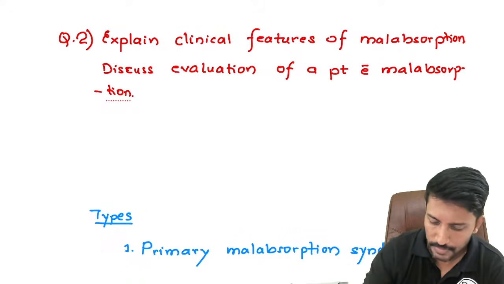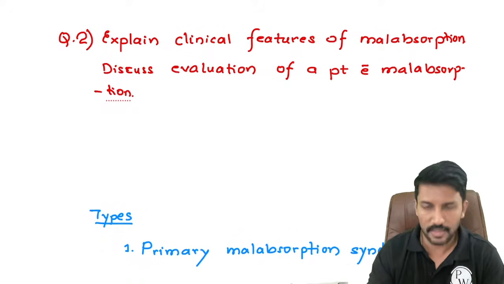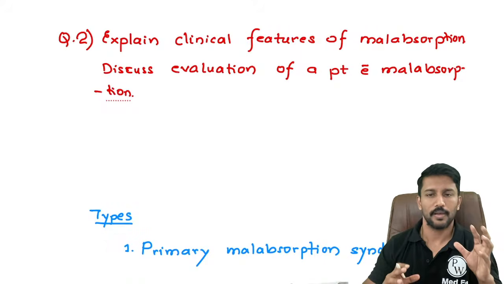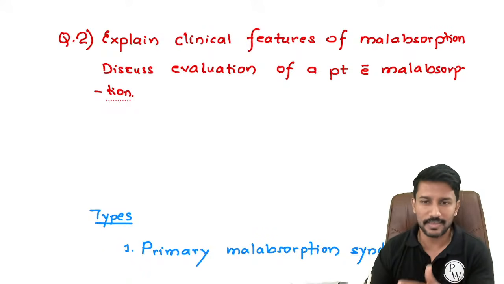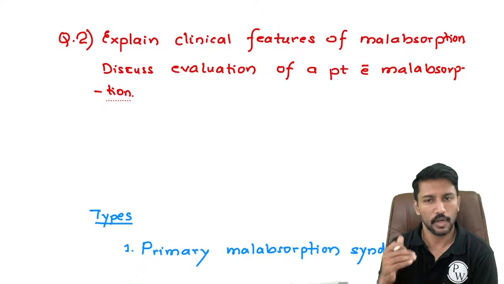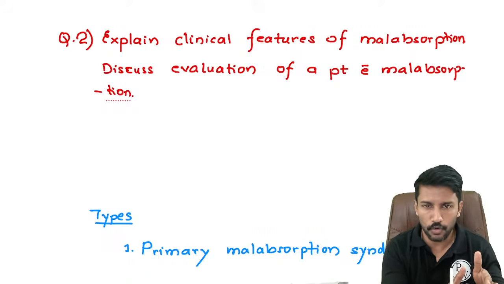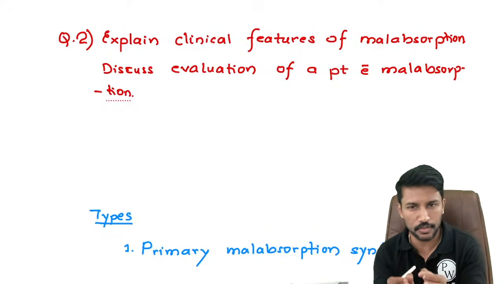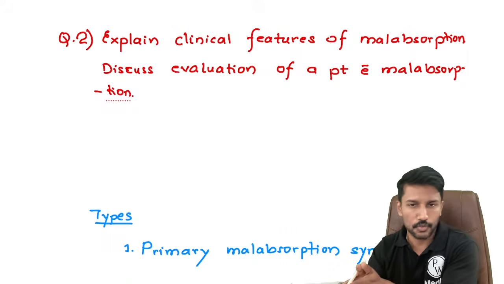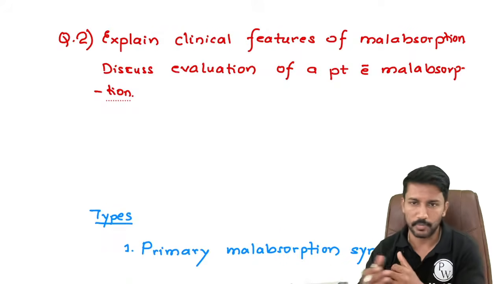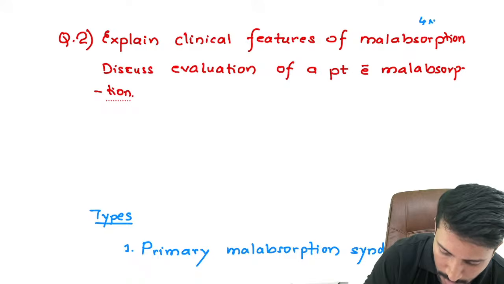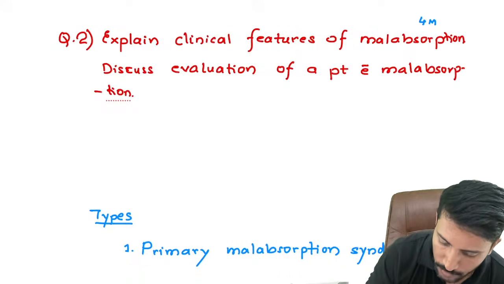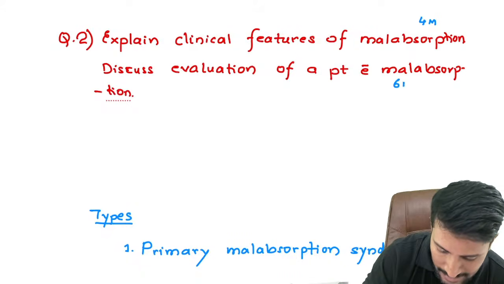Okay. So if it is 5 marks, you can just basically write about some causes, some symptoms of malabsorption, and then the diagnostic evaluation. But if it is 10 marks, the diagnostic evaluation has to be more detailed, like what investigations you do for carbohydrate malabsorption, what investigations you do for fat, what investigations you do for the protein malabsorption. So the clinical features of malabsorption, let us label it for 4 marks. The evaluation, let us label it for 6 marks.